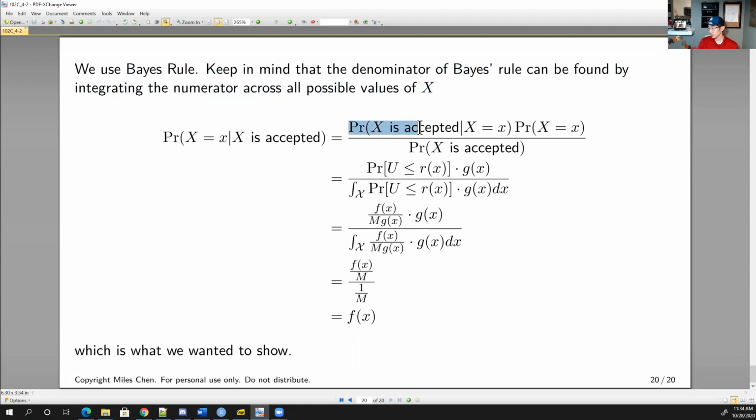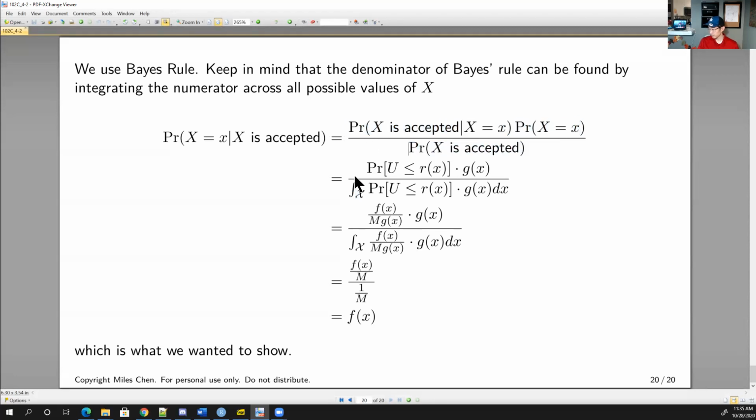All right. So the numerator here, I've got the probability that X is equal to x given that X is accepted. This is equal to the probability that X is accepted given that X equals x, multiplied by the probability that X equals x. And then this denominator, the probability that X is accepted, is basically the numerator evaluated across all possible values of x.